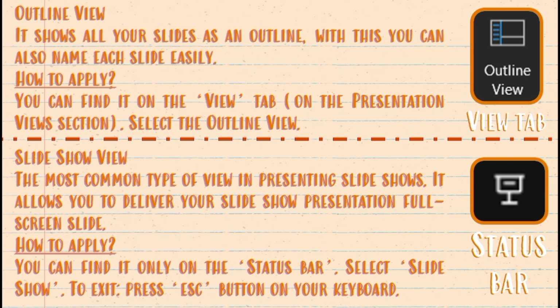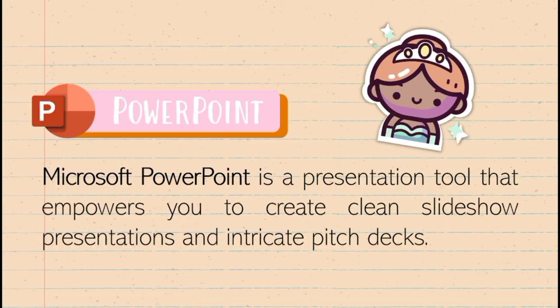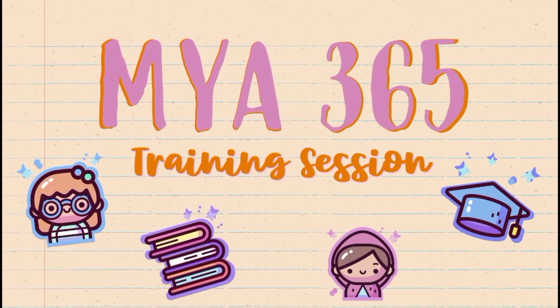The sixth is the slideshow view, the most common type of view in presenting slideshows. It allows you to deliver your slideshow presentation full screen slide. How to apply? You can find it only in the status bar. Select Slideshow. To exit, press ESC button on your keyboard. And that is for our fifth PowerPoint feature, Views.